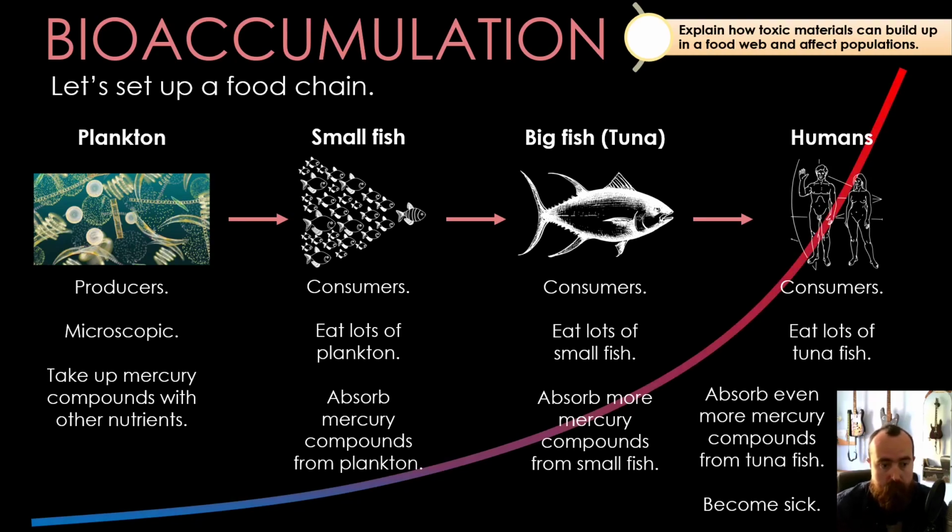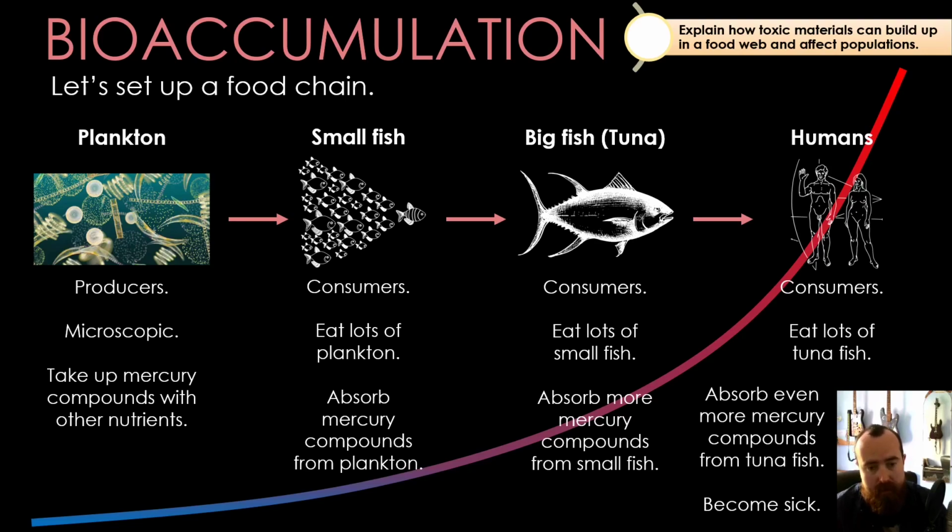With plankton, we've got a small amount of mercury. Small fish, they've got a bit more mercury inside them because they've eaten those plankton that contain mercury and it started to build up inside their bodies. The big fish come along and they eat those small fish which have already started to build up the mercury, and it starts to build up more and more inside the big fish. We come along, we catch the tuna, we eat the tuna, and we end up with a lot of mercury inside our bodies, even more than was in the big fish.